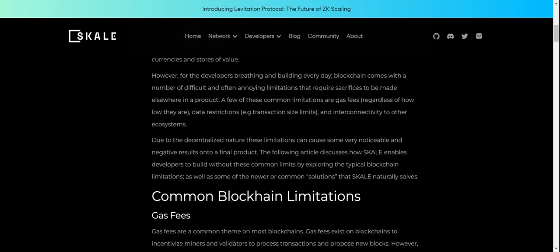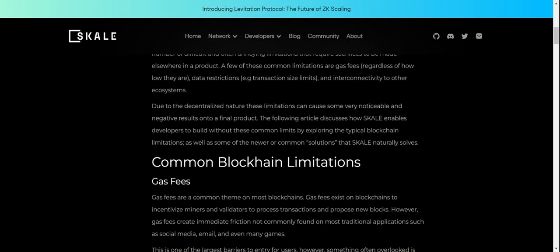One of dem na gas fee. No matter how dis gas fee low, dem go still pile up to something. Data restrictions. For example, the size of transactions and transactions wey dey get limit, and interconnectivity to other ecosystem. Due to the centralized nature of dis limitation, e fit cause some very noticeable negative result into the final product wey dem dey build.